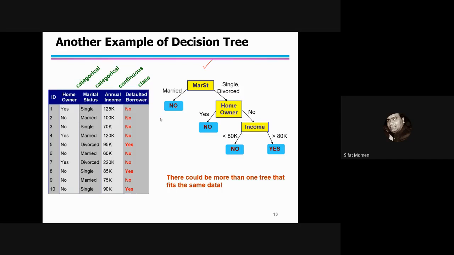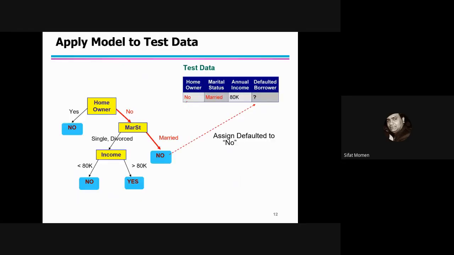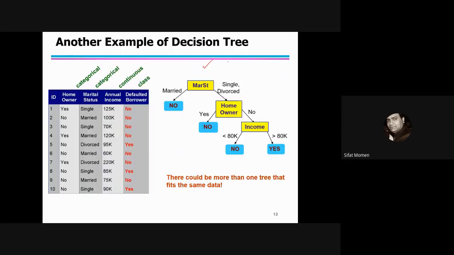What's the first test you're going to look into? Marital status. So you're going to check the marital status, and based on that, you're going to make a decision. So, for example, with the same person, what's going to happen? It's no, married, 80K. So let's say this person comes, where homeowner is no.